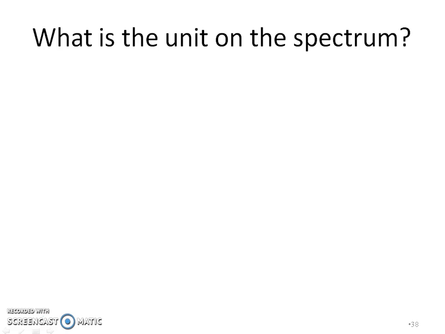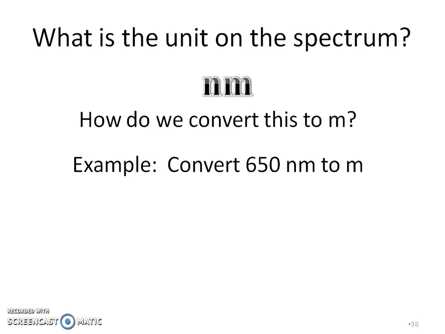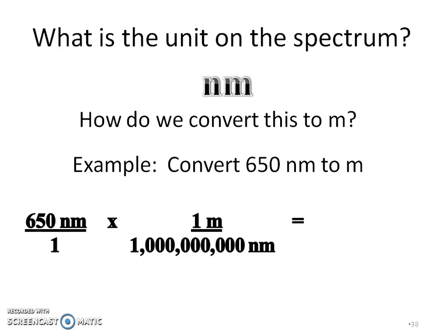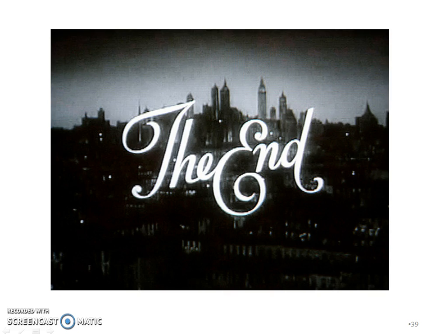What is the unit on the spectrum? Nanometers, nm. How do we convert this to meters? Let's do an example: convert 650 nanometers to meters. Pause, try to do it on your own, and then play to see the answer. Nano means 9 zeros, so we want to remember that: 1, 2, 3, 4, 5, 6, 7, 8, 9 zeros for nanometers. Okay, see you in class.